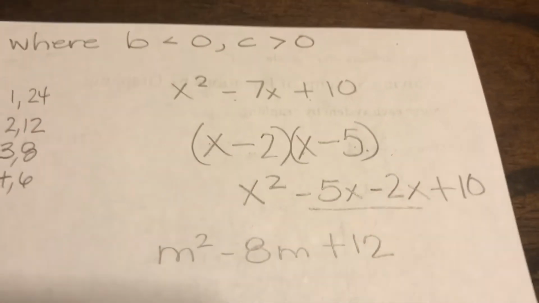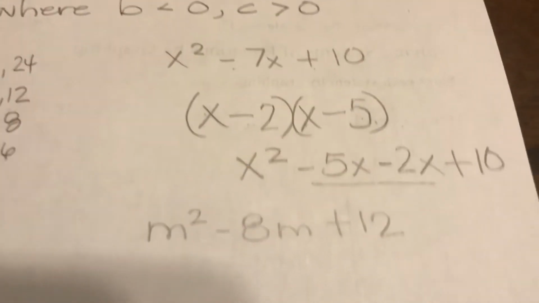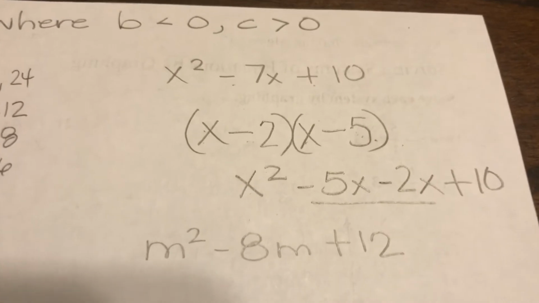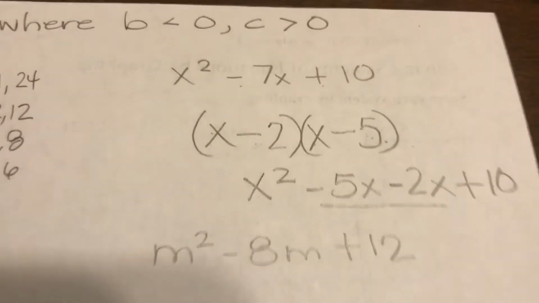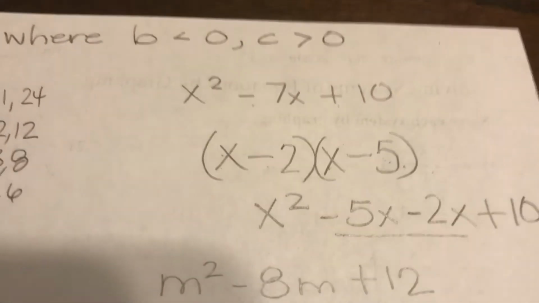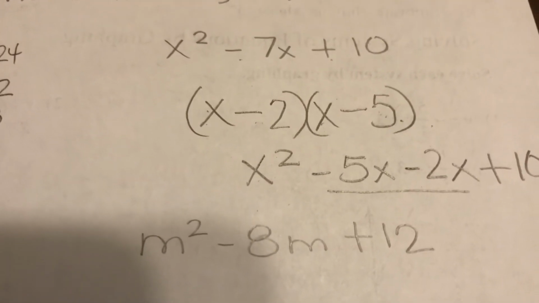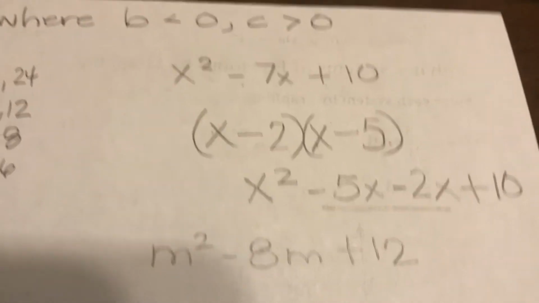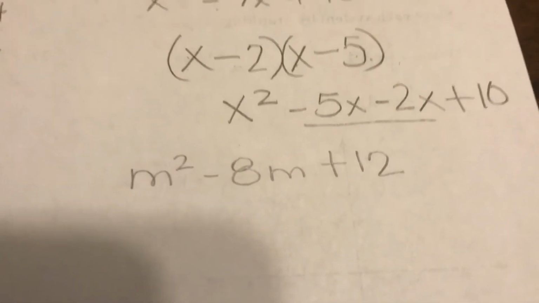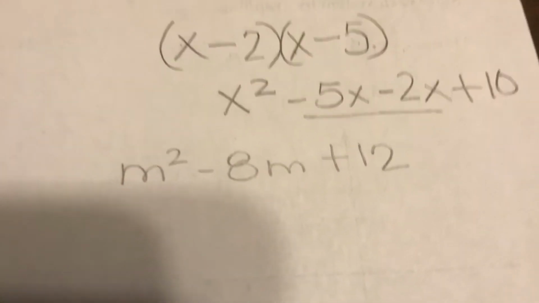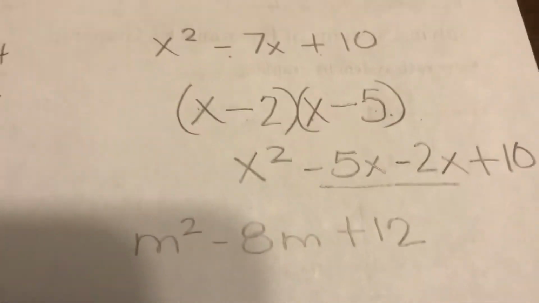Okay, same idea as yesterday. The only difference is since it's a negative b, you know that two terms had to add together to be that negative, and because it's a positive c, the two last terms had to multiply to be that positive. So the only thing that could multiply and give you a positive and add together and give you a negative would be two negatives. Okay?